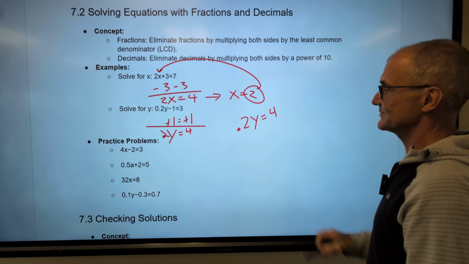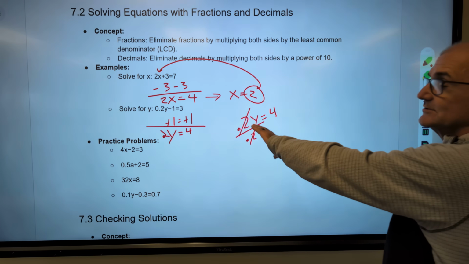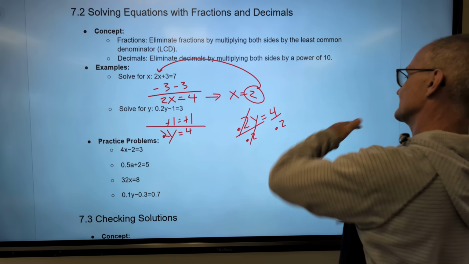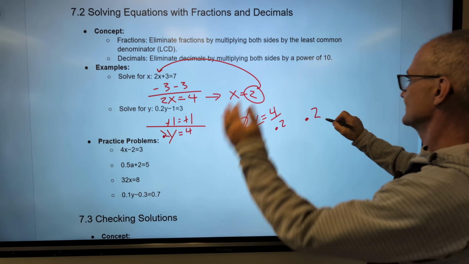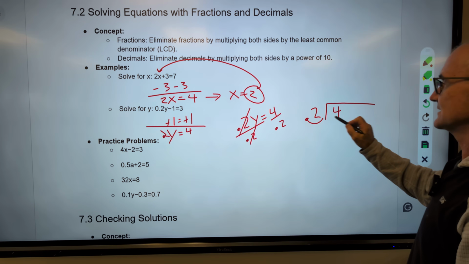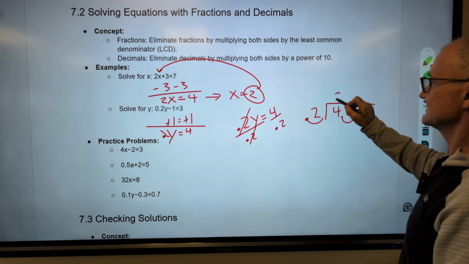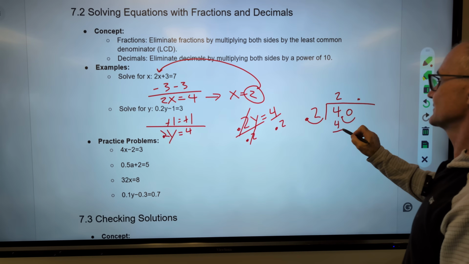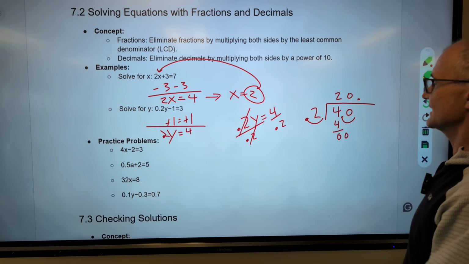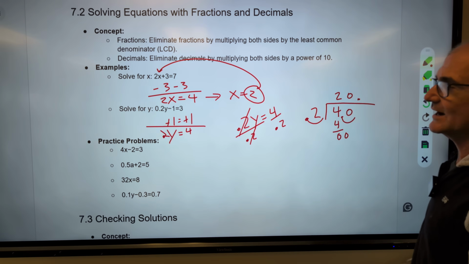I got to divide both sides by 0.2. 0.2 divided by 0.2, these cancel, giving me my variable by itself. And I got to divide this by 0.2. What I'm saying here, this fraction falls over this way. I'm saying 0.2 goes into 4. I don't want the decimal there. I'm going to move it over 1. Decimal's here. I move it over 1. And then bring it up. 2 goes into 4 2 times, giving me 4, 0, 0. And my answer is 20. So how many times does 0.2 go into 4? It goes in there 20 times. Y is equal to 20.